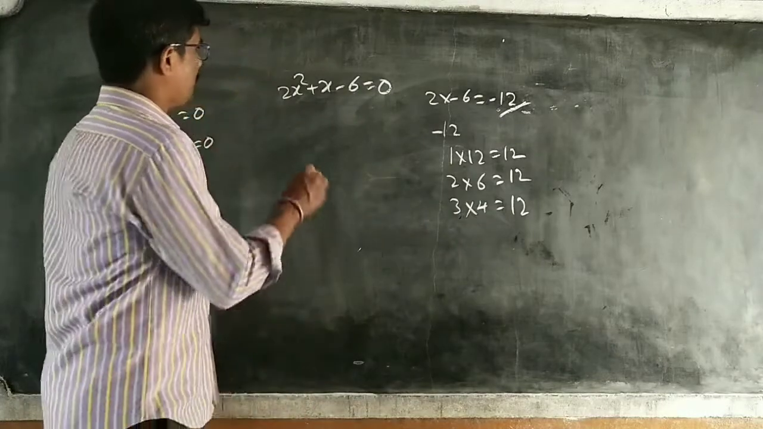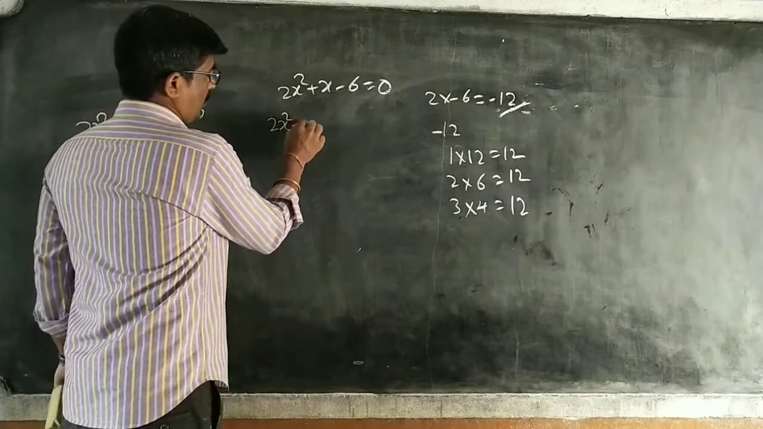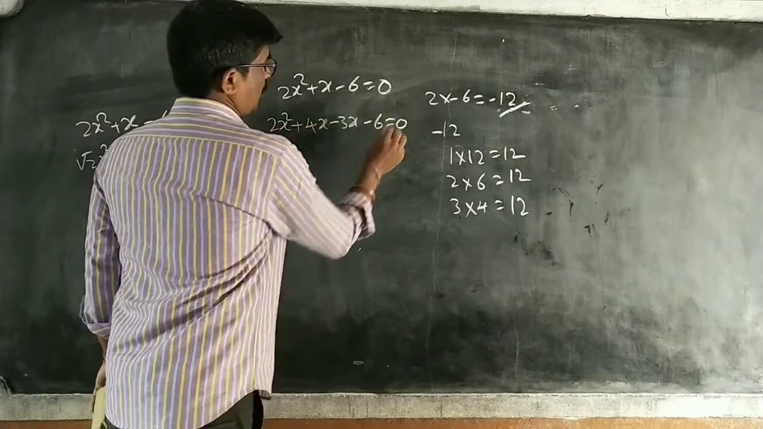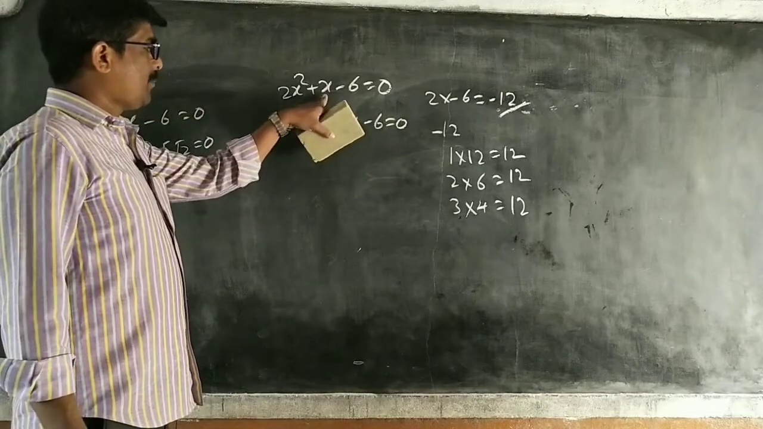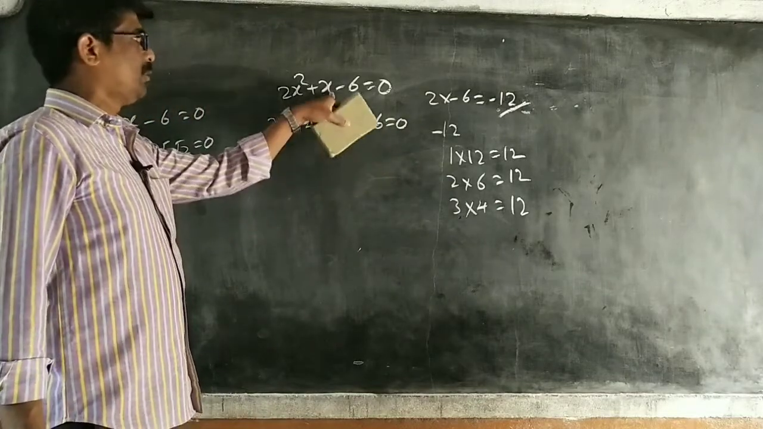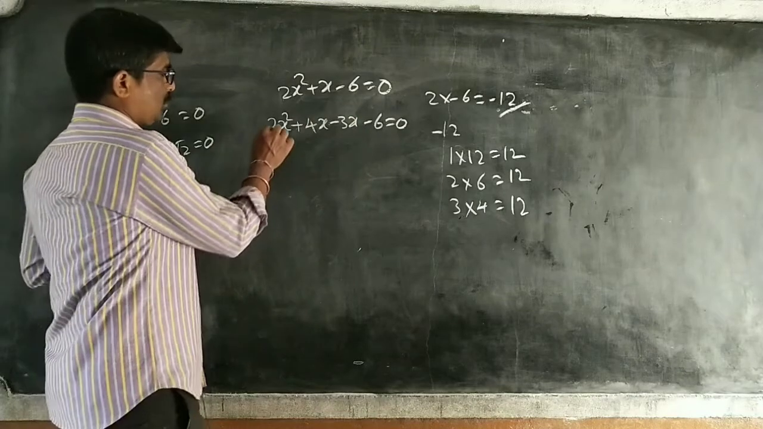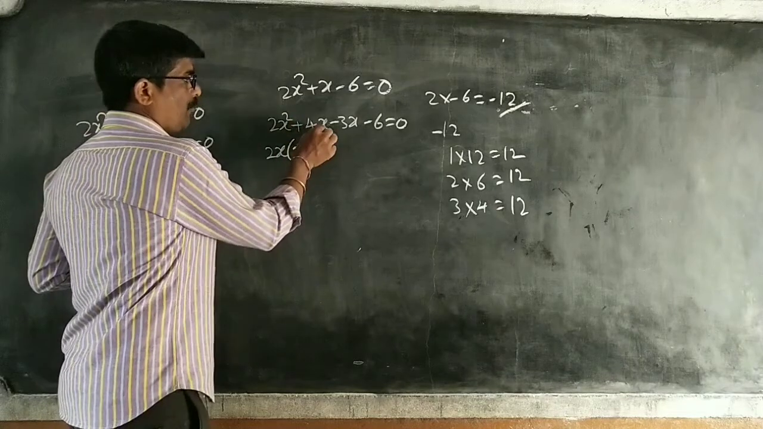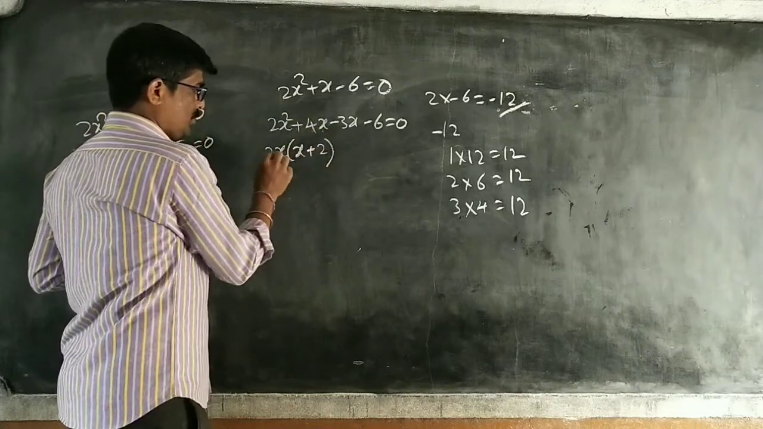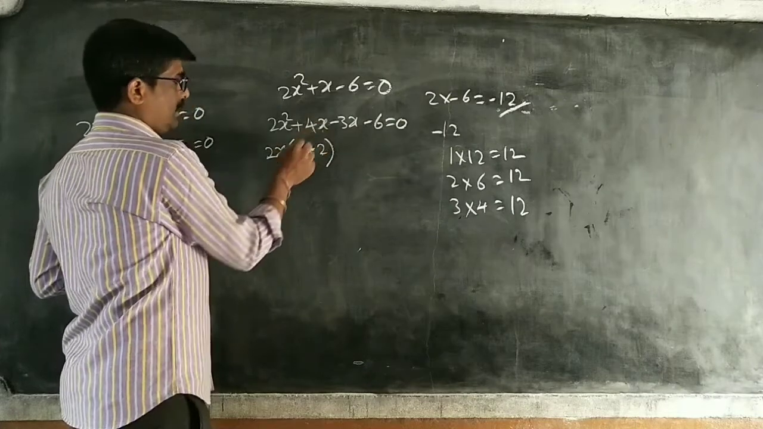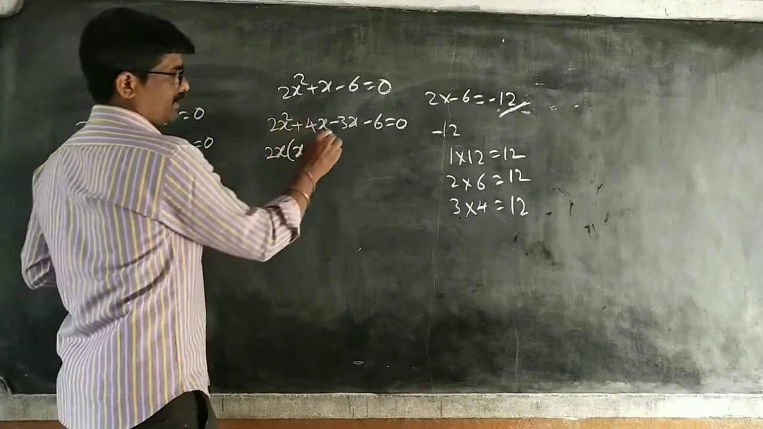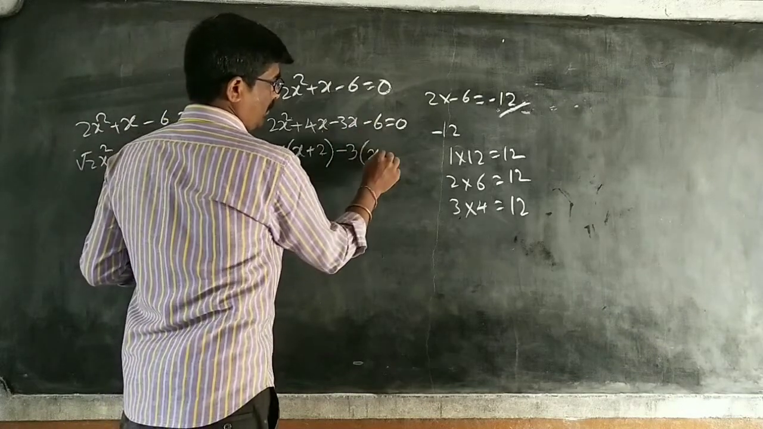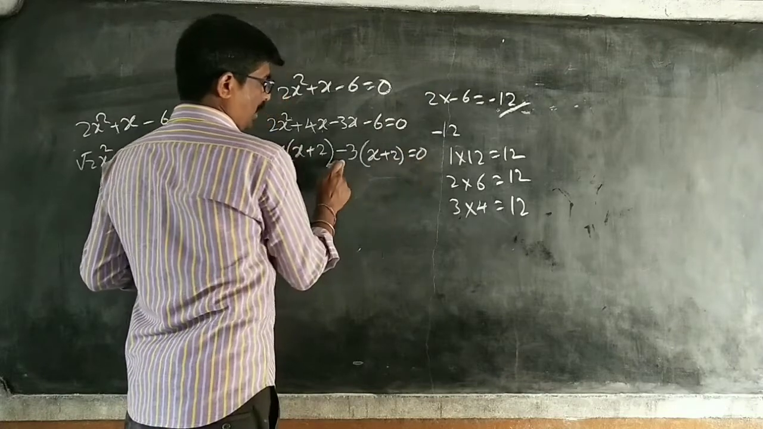So now I am writing, observe, 2x square plus 4x minus 3x minus 6 is equal to 0. What am I doing, simple? x I am writing as 4x minus 3x; 4 minus 3 is 1 only. Okay? Next, 2x square I am writing 2x and x. Here in 4x, only 2 is common because 2 times 2 is 4. 2x into x is 2x square as it is. Here I am taking minus 3 common. Then x and plus 2 is equal to 0. Already minus 3 is there.